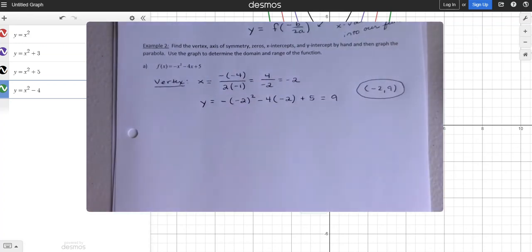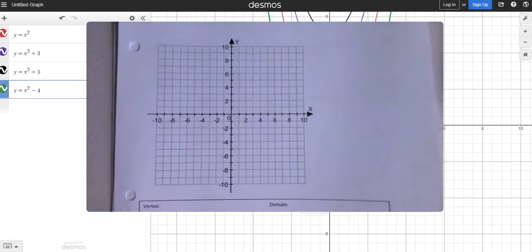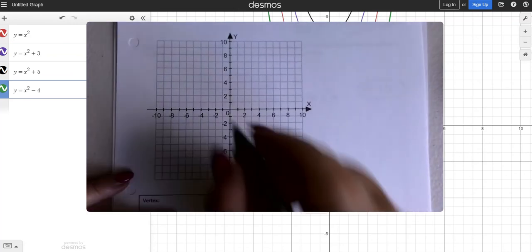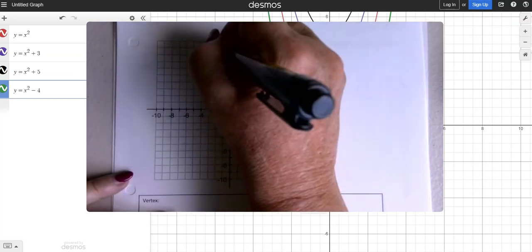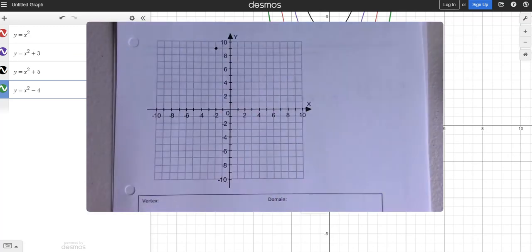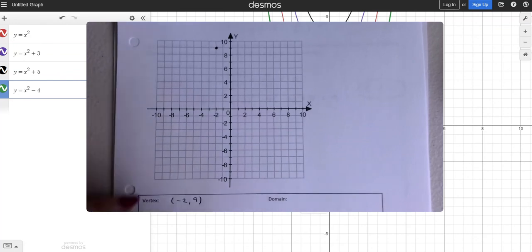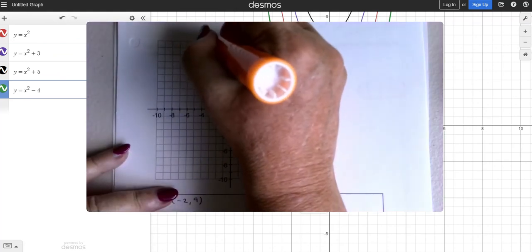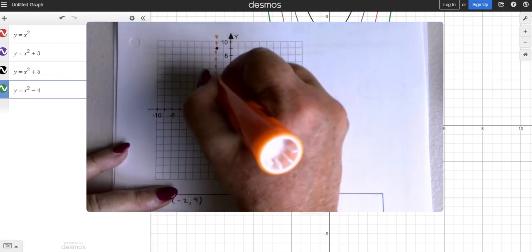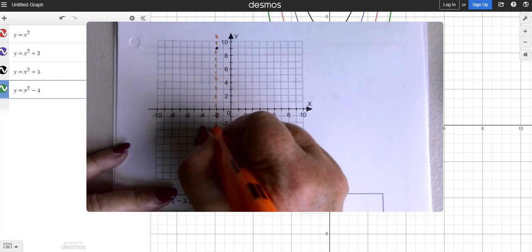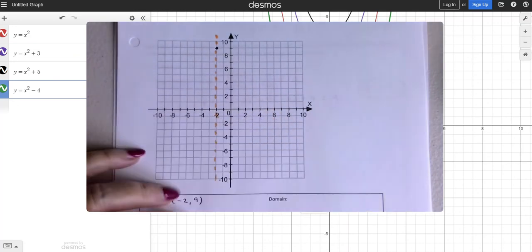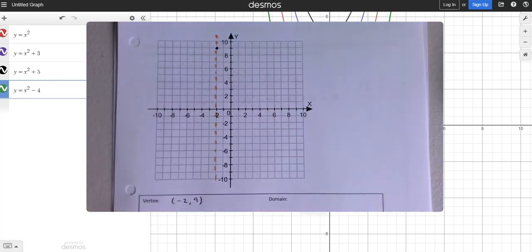Let's put that on our graph. There it is. And I'm going to go ahead and just put in a little dotted line for my axis of symmetry. We've already seen those can be kind of helpful. So x equals -2 this time is my axis of symmetry.